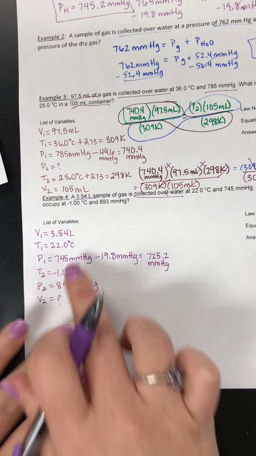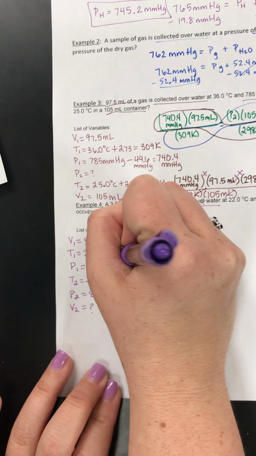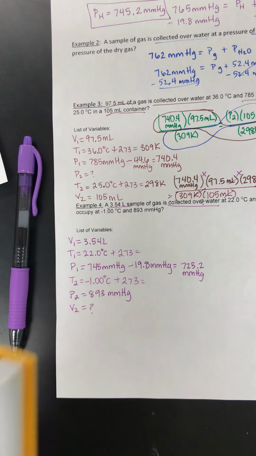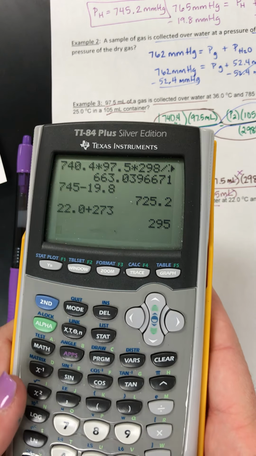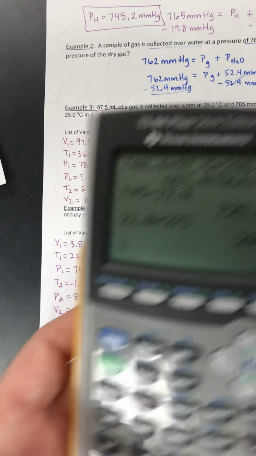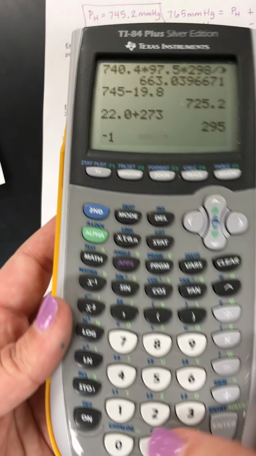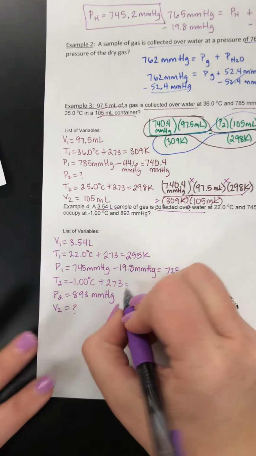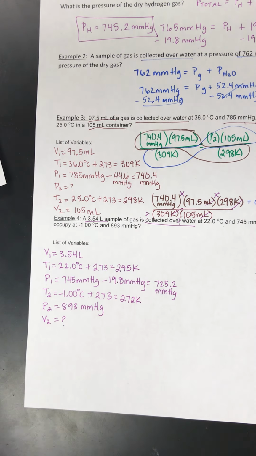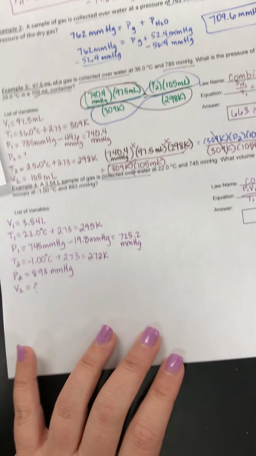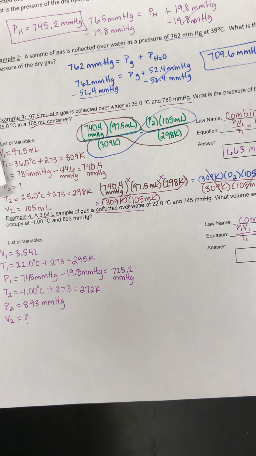All right, our temperature cannot stay in Celsius, so we're going to add 273 to both of those. So 22.0 plus 273 is 295 Kelvin. And then -1, notice it's the negative button, 0.00 plus 273 is 272 Kelvin. Remember, Kelvin will never, ever, ever be negative, okay? So you're gonna add 273 every time. All right, so now I'm ready to plug in some stuff. Use the same colors that I did before.